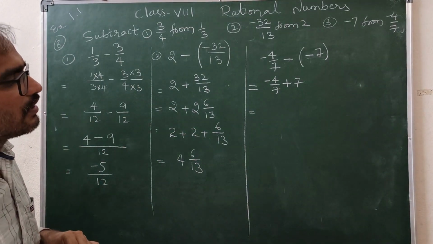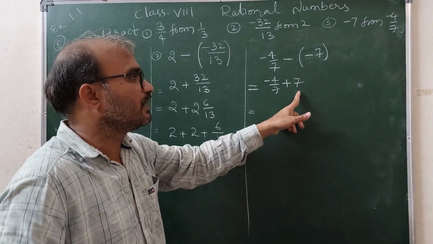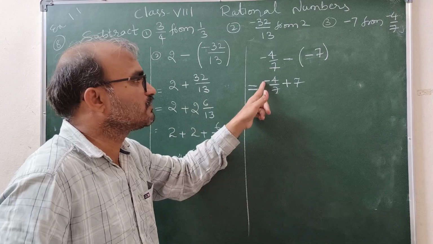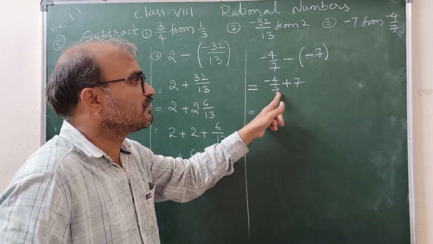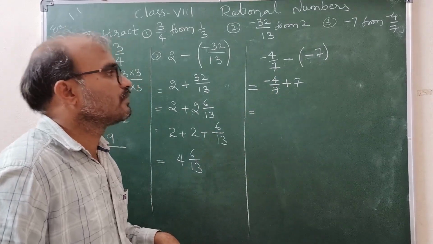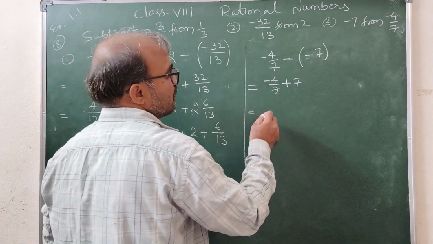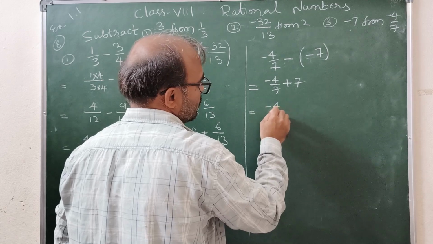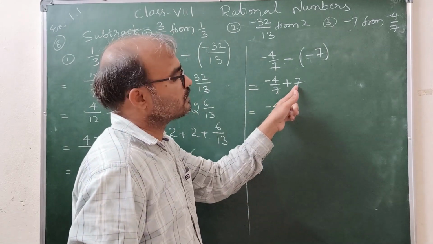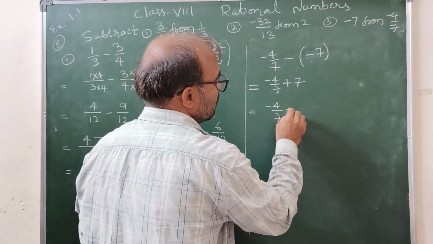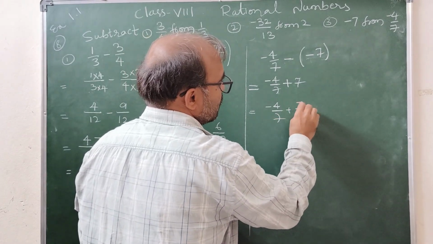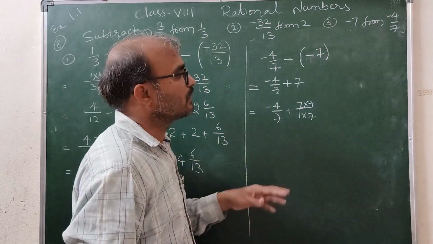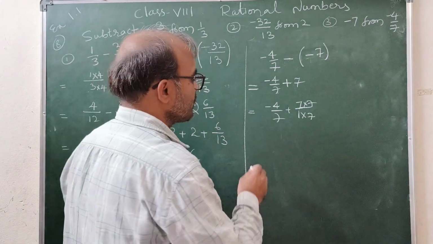What does it mean actually? From 7 wholes, we have to remove 4 sevens. Minus 4 by 7 means minus 4 sevens you have to remove from 7 things. So if you go by simple normal calculation, what do you have to do? Minus 4 by 7, the denominator is 7. So here also make the denominator 7. For that, write 7 by 1. Multiply numerator and denominator by 7. That is the normal calculation.